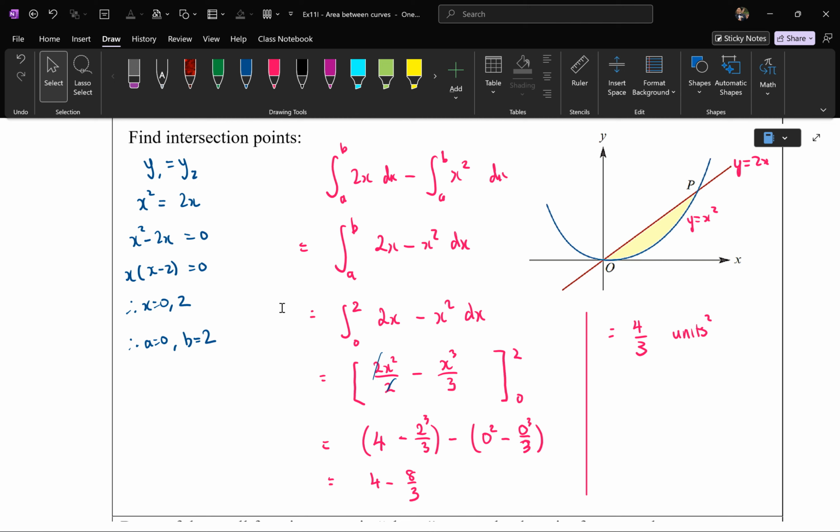And then integrate. The 2x becomes x squared over 2, the 2's cancel out, so really it's x squared minus x cubed on 3. Sub in 0, which means all of this will be zeros, and then sub in 2. So f of b minus f of a: 4 take away 2 cubed, which is 8 on 3. And what's that? 3 times 4 is 12, 12 take away 8 is 4. So it's 4 on 3.